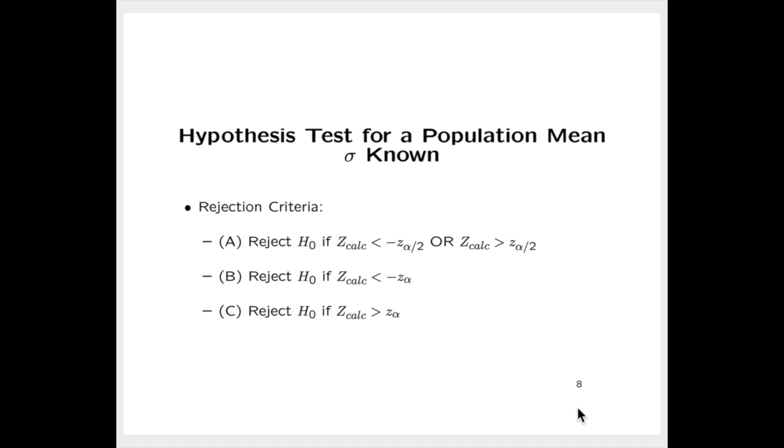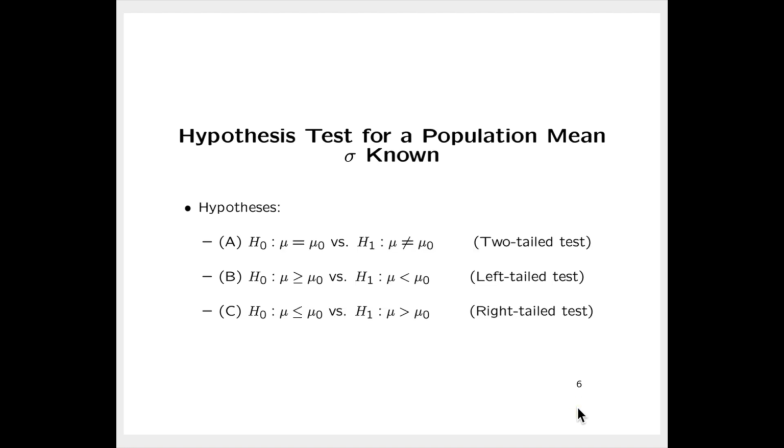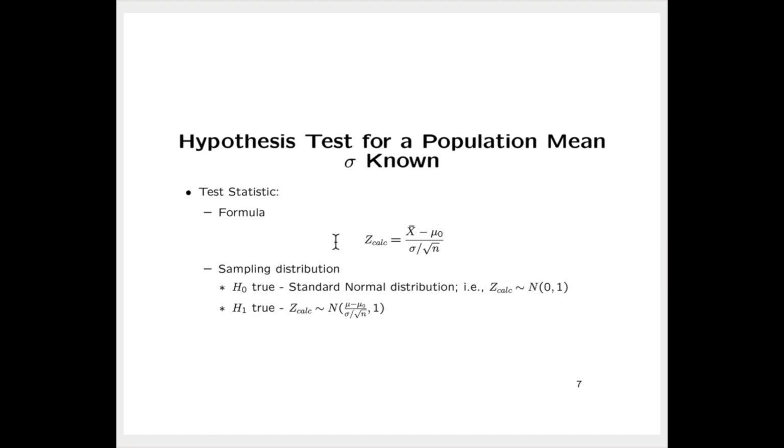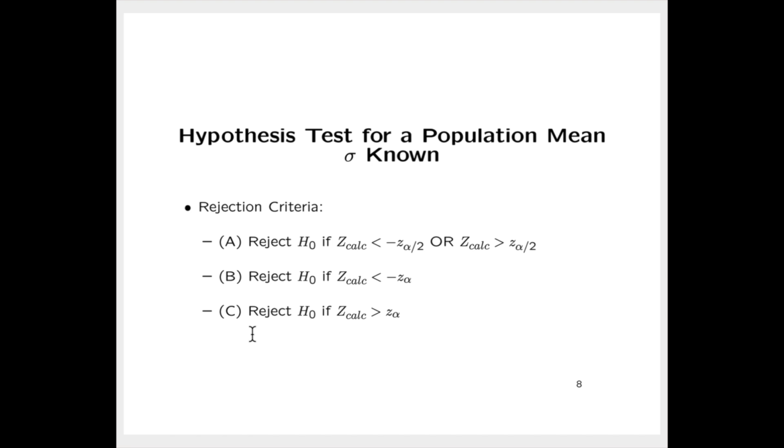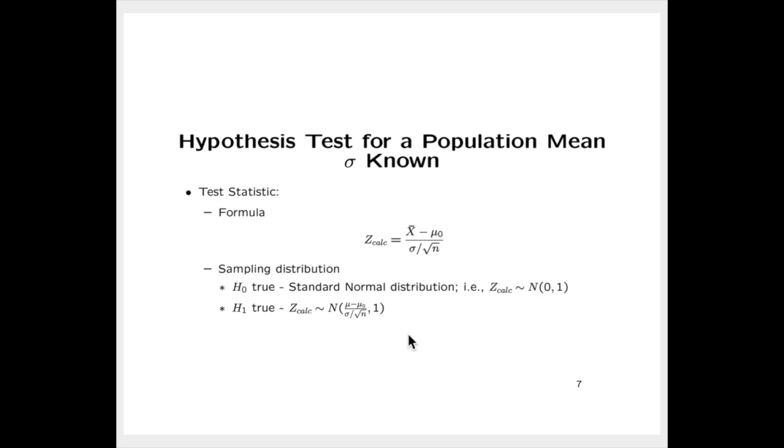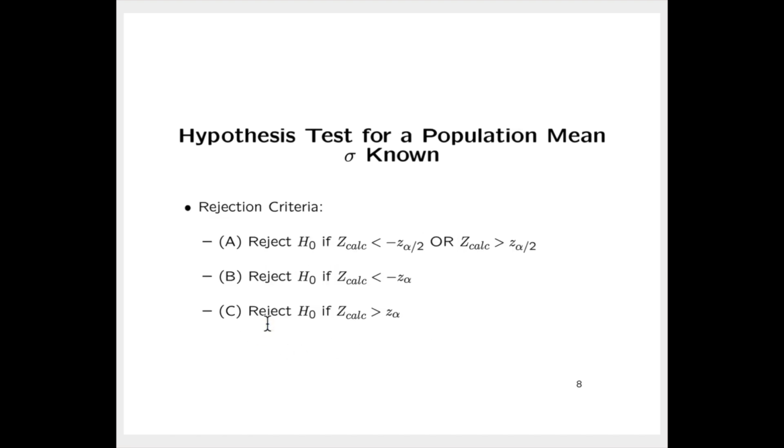If I scroll back a few slides here, we have our various hypotheses, our 3 hypothesis tests that we can perform. We have the formula for our test statistic, and we know something about the sampling distribution of the test statistic under the null hypothesis and also under the alternative hypothesis. And we use that information about the sampling distribution of the test statistic to set up our rejection criteria. So let's now look at an example.